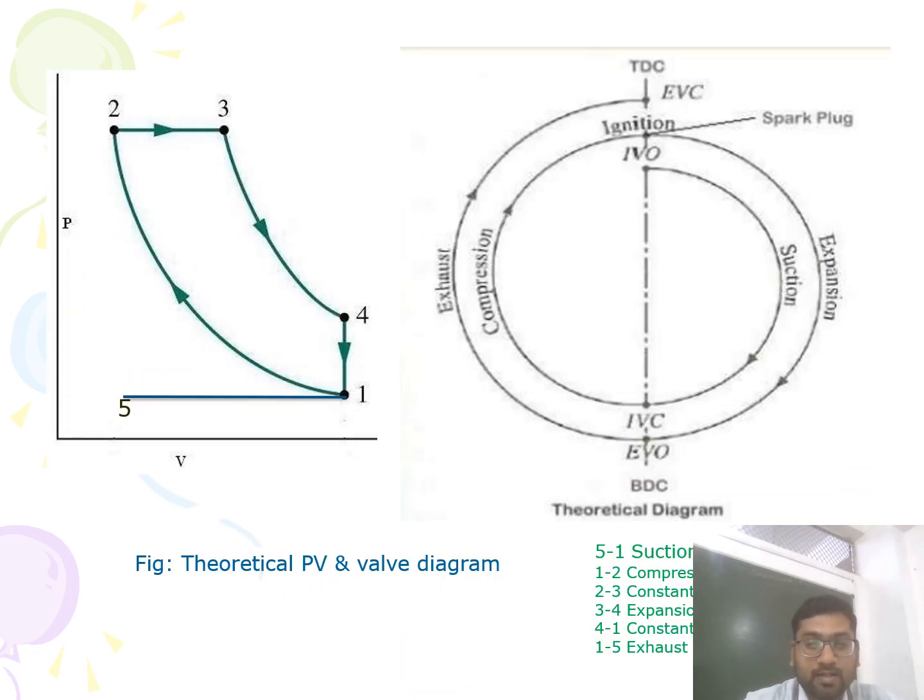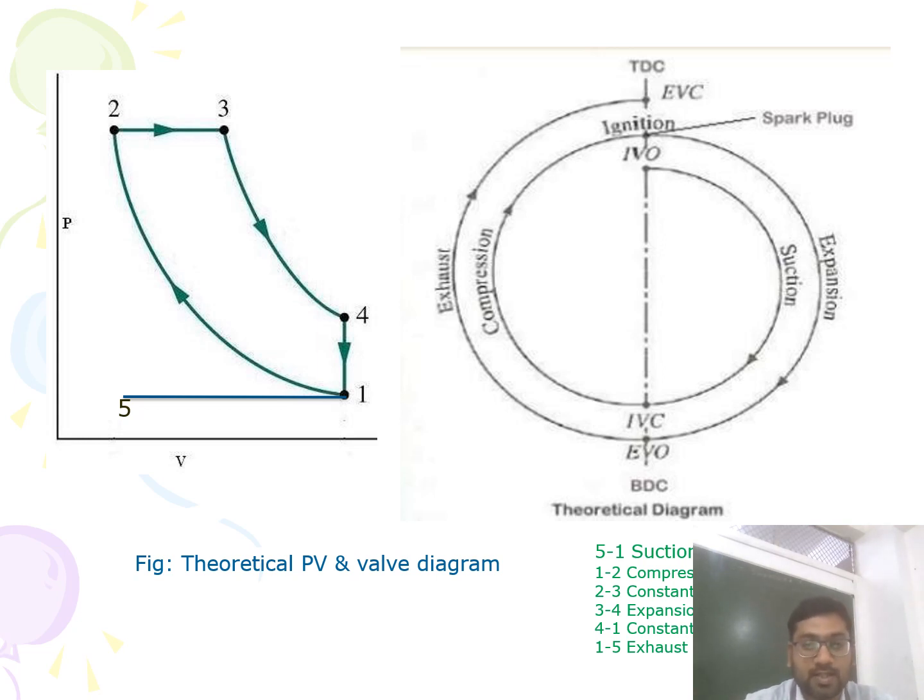In this slide, students, you can observe this theoretical PV diagram and valve timing diagram. As I said earlier, the 5 to 1 is nothing but the suction process. During the suction process, the air is inducted inside the cylinder. The 1 to 2 process indicates the compression process.